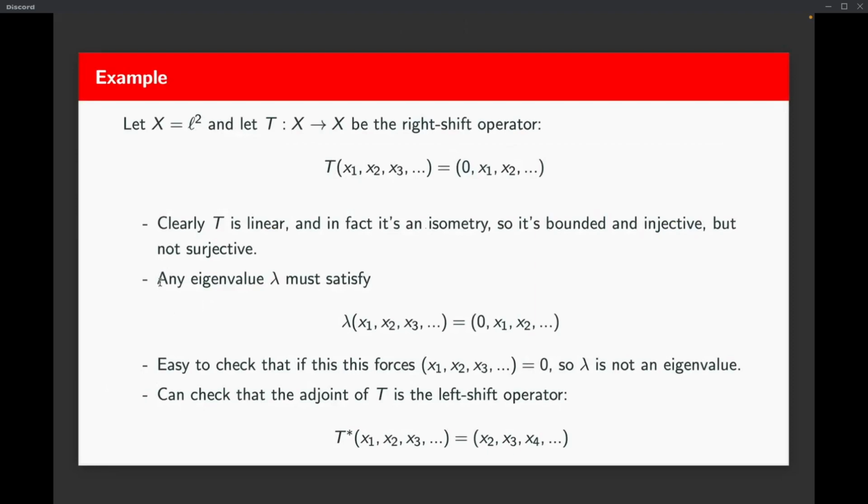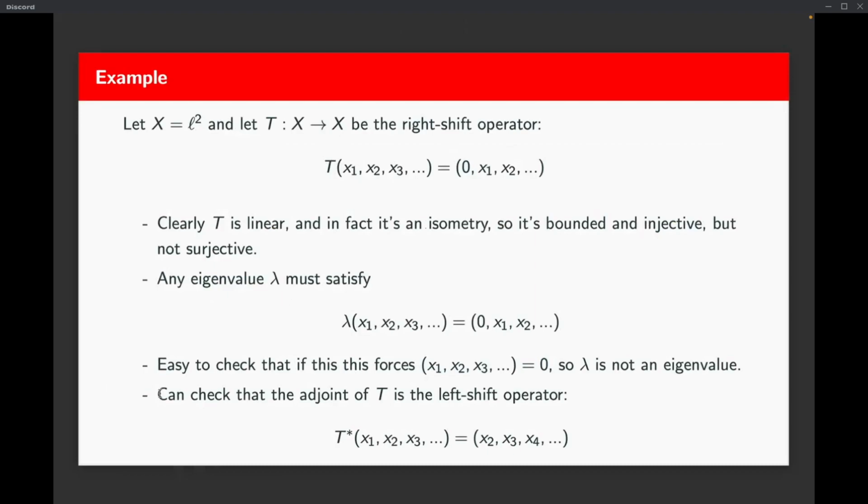If we had an eigenvalue, so if Tx equaled lambda x for some lambda, then we've got lambda x equals T of x, which is this shifted version of x. And then you go through element by element and show that whether lambda is 0 or not, this forces the original sequence to be the 0 sequence. And since we don't allow 0 to be an eigenvector, this says that lambda is not an eigenvalue. So this operator has no eigenvalues, which is also different from the finite dimensional case.